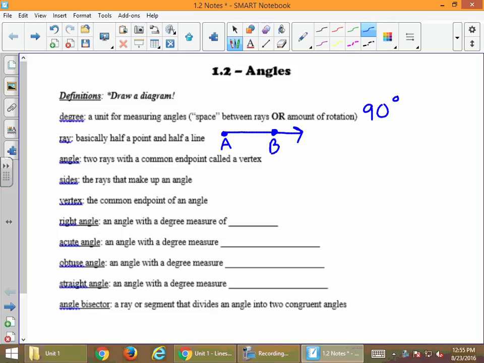An angle is two rays with a common endpoint, and we call that common endpoint a vertex. So what it would look like, let's say we have a ray going in this direction. We'll say this is A, and this is C. There's one ray. Starting from this endpoint, there's another ray. And that would be an angle.